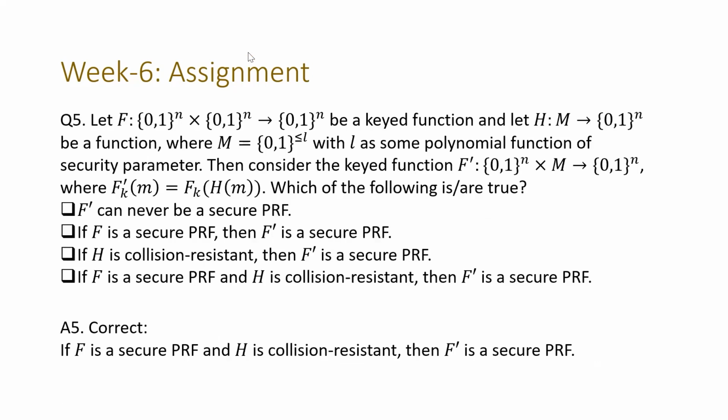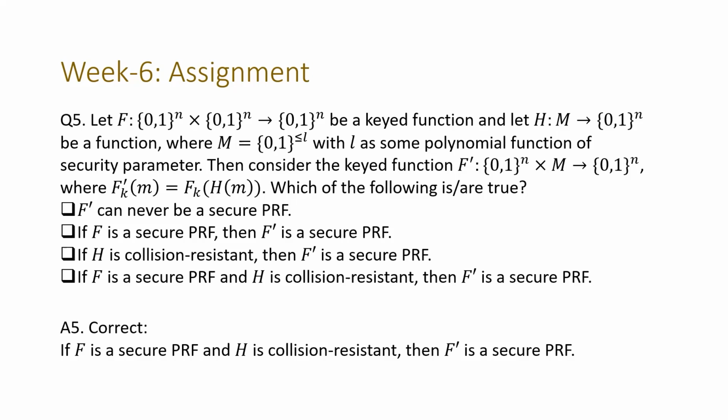Proceeding to the next question. Let f: {0,1}^n x {0,1}^n to {0,1}^n. So both key space and input space are n-bit binary strings, and the output is an n-bit binary string. This is a keyed function, and h maps the input space M to n-bit binary strings. This is another function defined, and M is any binary string having an upper bound of length L. So L is the upper bound of the length of binary strings present in the space M. Also, L is some polynomial function of the security parameter.